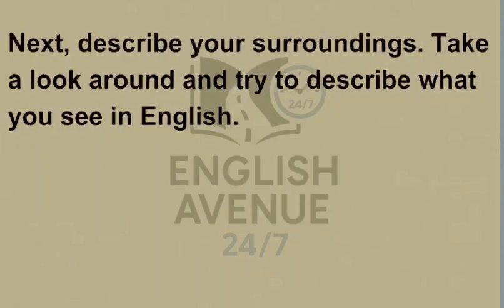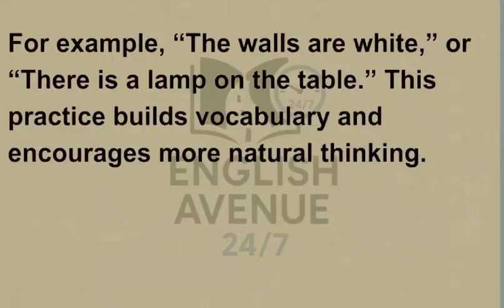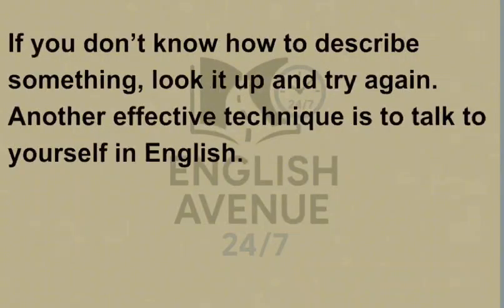Next, describe your surroundings. Take a look around and try to describe what you see in English. For example, the walls are white, or there is a lamp on the table. This practice builds vocabulary and encourages more natural thinking. If you don't know how to describe something, look it up and try again.